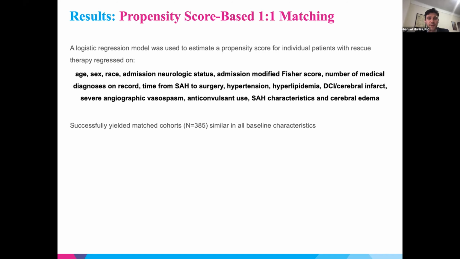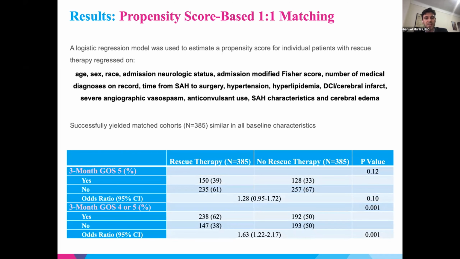And importantly, from our large starting sample size, we were actually able to match 385 pairs of patients with vasospasm by their rescue therapy status on each of these variables that may have influenced rescue therapy allocation for our own internal analysis. And when we look at the results from the matched cohort analysis, we see that the rescue therapy doesn't significantly increase the odds of an excellent outcome, which we defined as a 3-month GOS of 5, which corresponds roughly to only minor functional deficits.